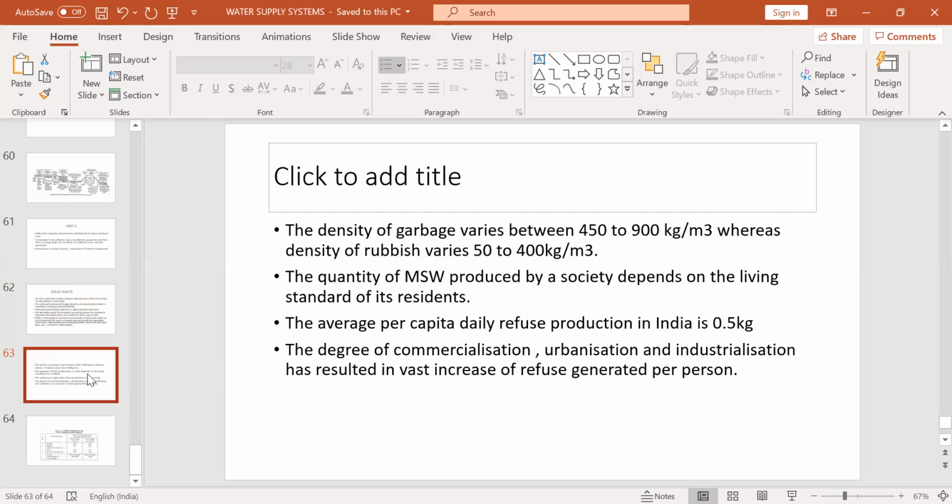Now again, there are two types of waste: municipal solid waste and industrial solid waste. In this unit, we'll mainly discuss the municipal solid waste. Industrial solid waste is not of much significance as of now for these undergraduate courses.